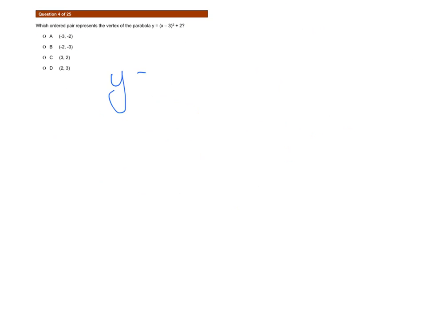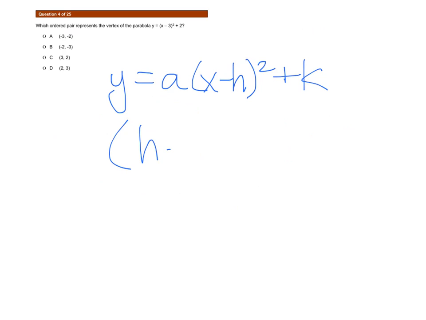Problem 4, y equals (x minus 3) squared plus 2. We want to find the vertex. The vertex form again is as written here, where (h, k) is our vertex. We see that 3 has been substituted into the h, again not negative 3, just 3. And we see that 2 has been substituted in for k, and hence our vertex is (3, 2), which is letter C.